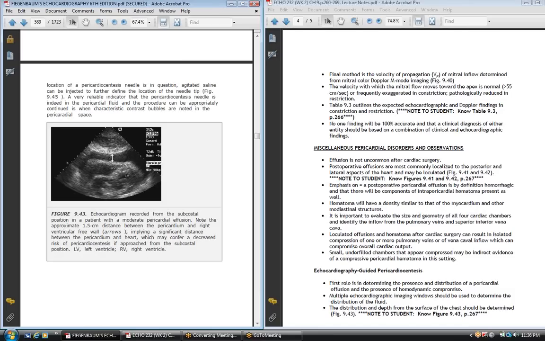So they can go in here with a needle. You'll see the needle come straight down through the tissue, tap into the fluid without puncturing the heart, and withdraw the fluid.